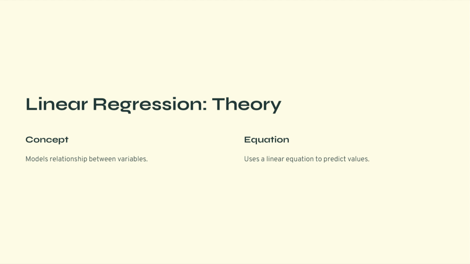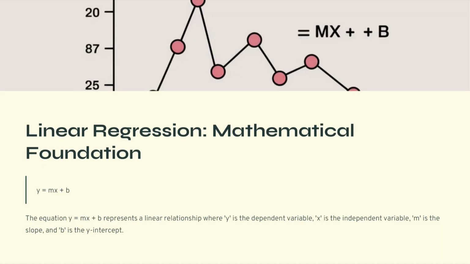Once the model learns this relationship, it can predict future values. For example, if the model learns the relationship between study hours and exam scores, it can predict the score of a student who studies for a certain number of hours. Despite its simplicity, linear regression remains widely used because it is easy to interpret, computationally efficient, and surprisingly effective for many real-world problems.